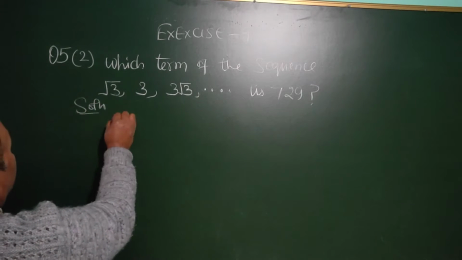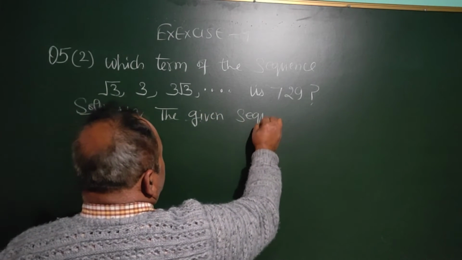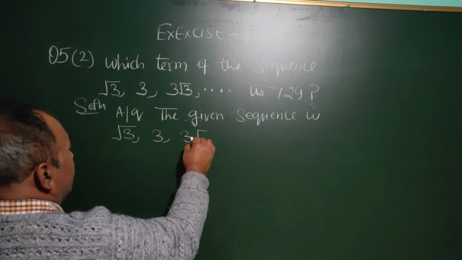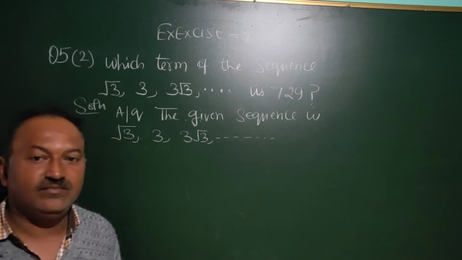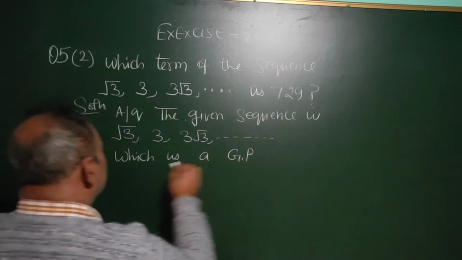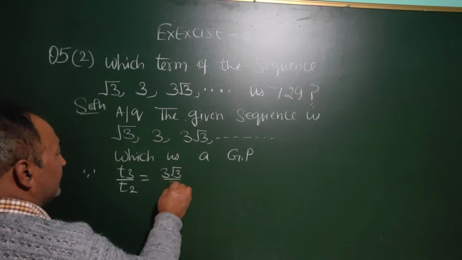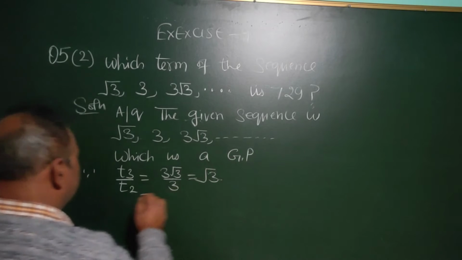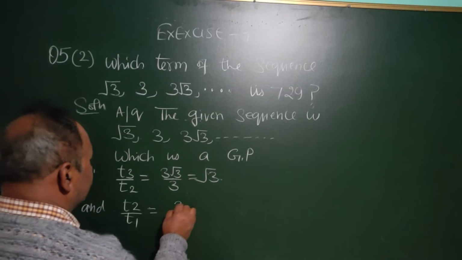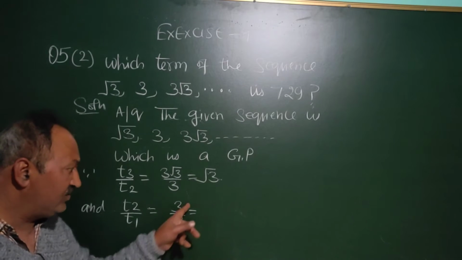Solution. According to the question, the given sequence is root 3, 3, 3 root 3, dot dot dot, which is a GP because T3 upon T2 is equal to 3 root 3 upon 3, that is root 3, and T2 upon T1 is equal to 3 upon root 3. 3 can be written as root 3 into root 3, and cutting root 3 by root 3 we get root 3.